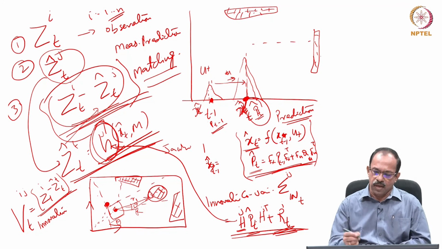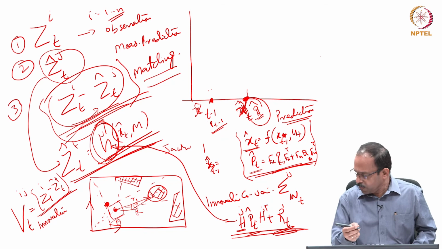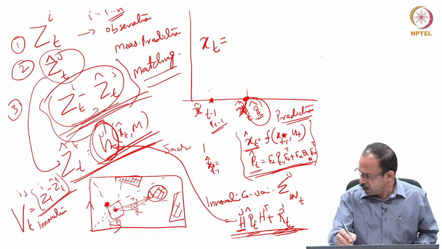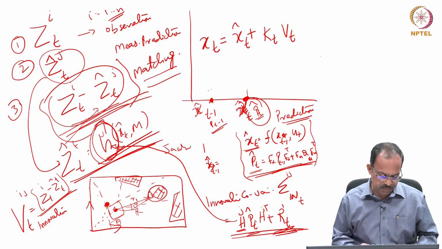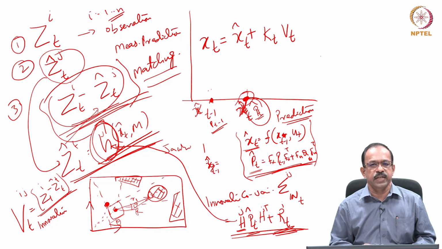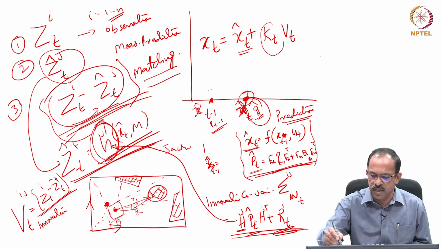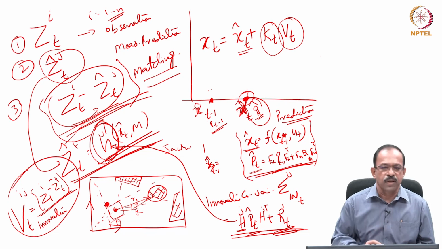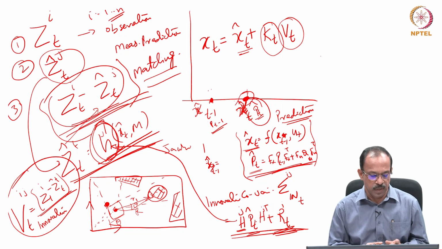Once we have these two, we can get an estimate of the new position using the Kalman gain principle, which can be written as xt equals xt hat plus kt vt. Here xt hat is the predicted position using the control input, and xt is the new estimated position after the measurement, that is xt hat plus kt, which is the Kalman gain, and vt is the innovation. Vt is the difference between the measured and observed features and the predicted features.